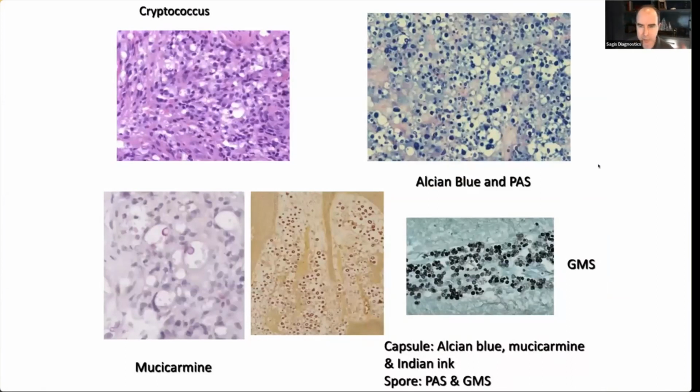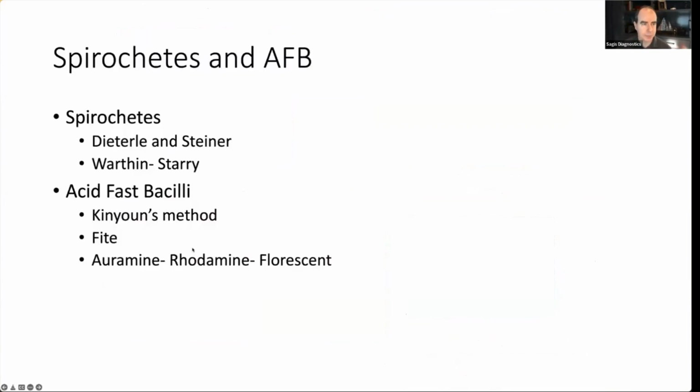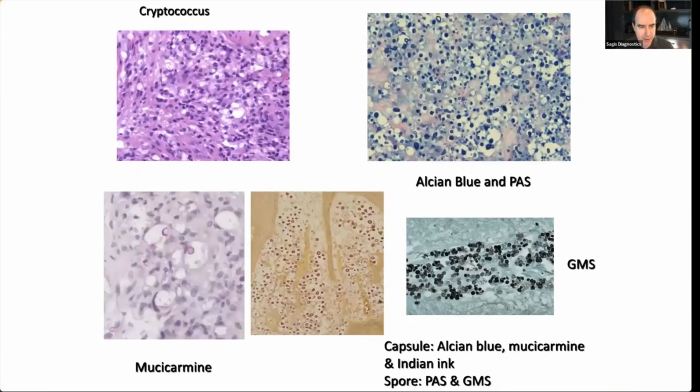You can use Alcian blue and PAS. You could use it. So you can combine stains to give you different information. Here's GMS, and then mucicarmine can stain capsules of fungal elements right here. So that's Cryptococcus, by the way. So Cryptococcus, PAS, the capsule is PAS positive.